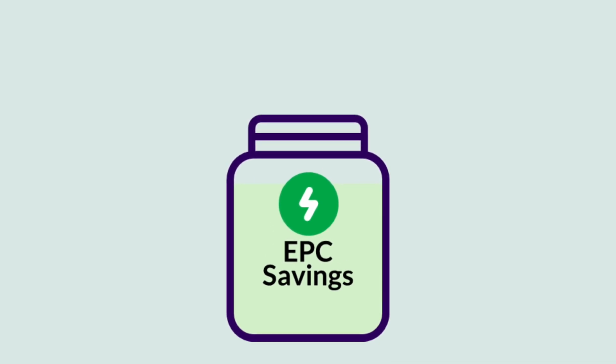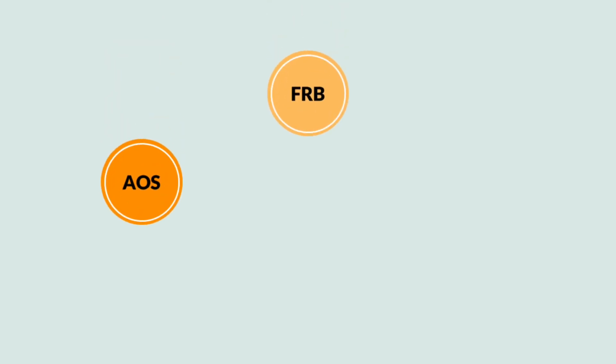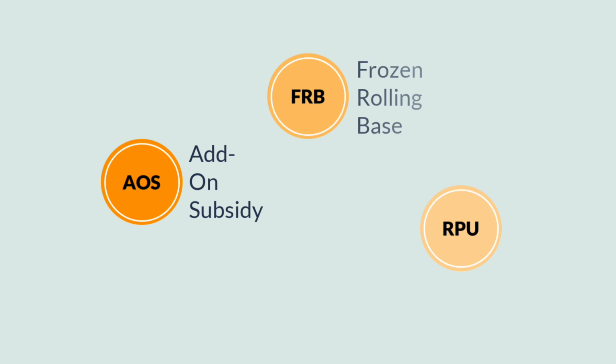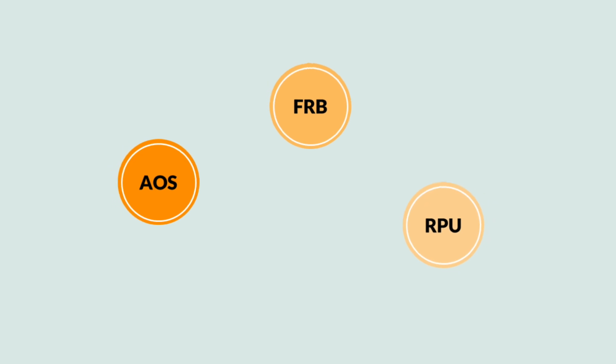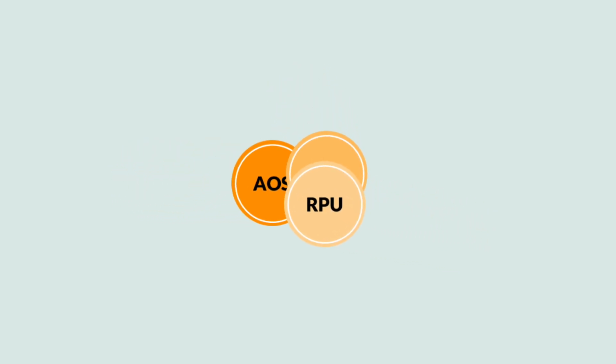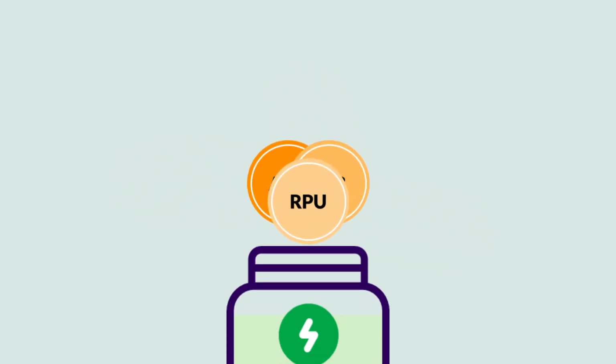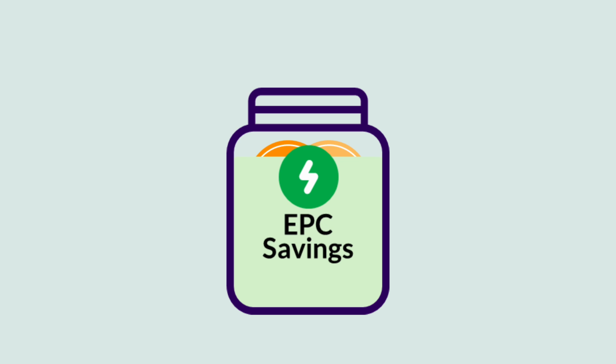Once implemented, your EPC is eligible for one or more EPC incentives. All three EPC incentives, add-on subsidy, frozen rolling base, and resident paid utility, have rules related to EPC projects that impact the amount of EPC savings your PHA can retain. Although we will not review this relationship now, more information on EPC project costs and EPC incentives can be found in other videos in this series and on the HUD Public Housing Energy Branch website.